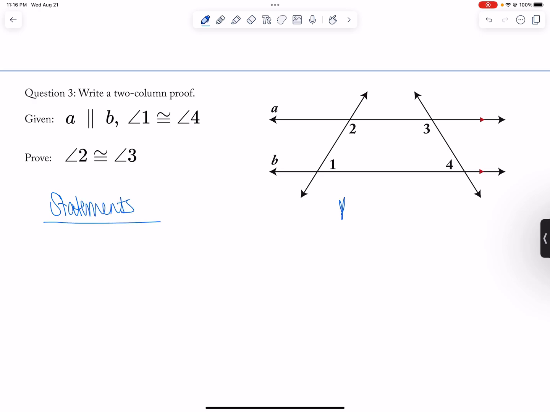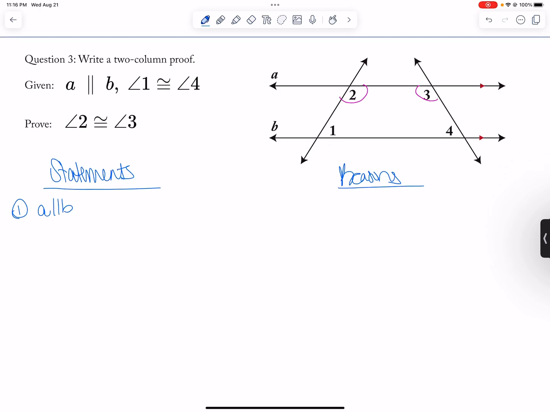Statements, reasons. And what am I trying to prove? I am trying to prove 2 is congruent to 3. Okay. So first thing, I will start off with A is parallel to B. And so if A is parallel to B, then we know that the measure of angle 1 plus the measure of angle 2 is equal to 180. And the measure of angle 3 plus the measure of angle 4 is also 180.